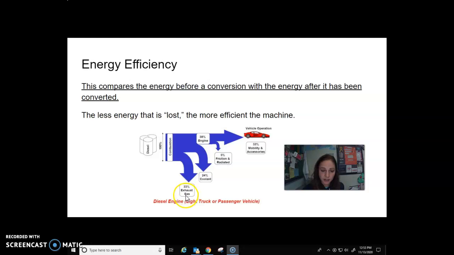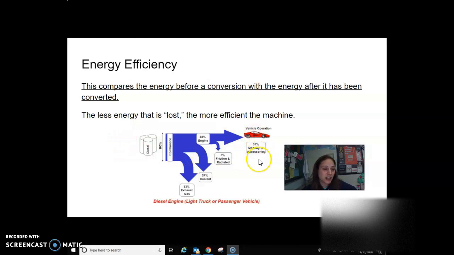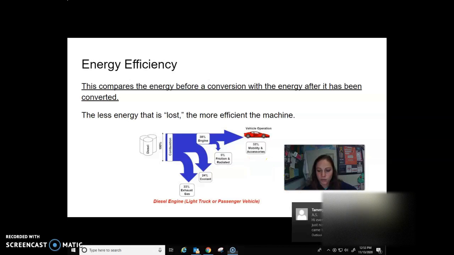About 24% is lost to coolant. About 5% is just friction between the wheels and the road, and it's radiated off, or if you feel the hood of the car, it might feel warm. 38% goes to the engine. So as far as motion, the function of the car is to get from point A to point B. Only 33% of that original 100% goes to moving the vehicle. So it's not actually that efficient, okay?